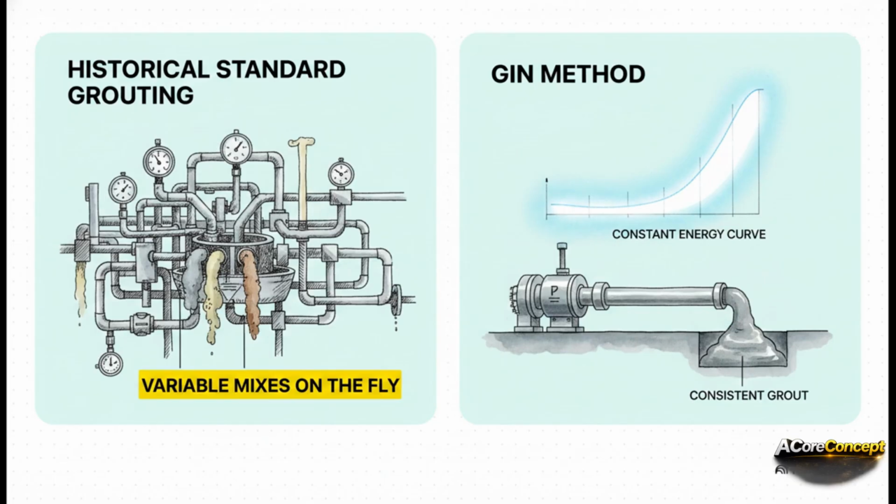But then, in 1993, engineers Giovanni Lombardi and Don Deere introduced a massive paradigm shift, a much more elegant solution known as the Grouting Intensity Number, or the GIN method. The GIN method totally simplifies the chaos. It utilizes a single, stable, moderately thick grout that's governed entirely by a constant energy curve. This means you completely remove the need to constantly change mixes while the pumps are actively running.